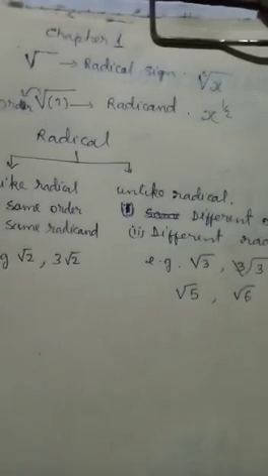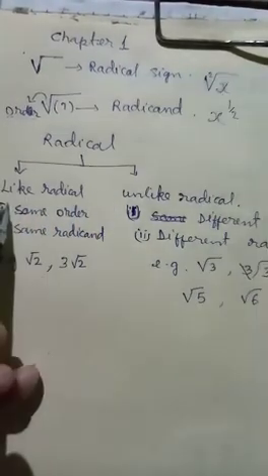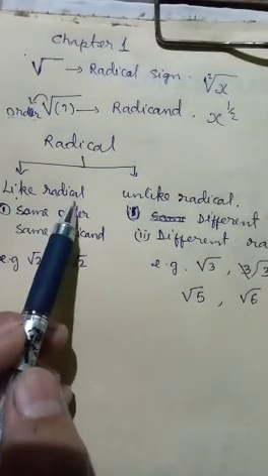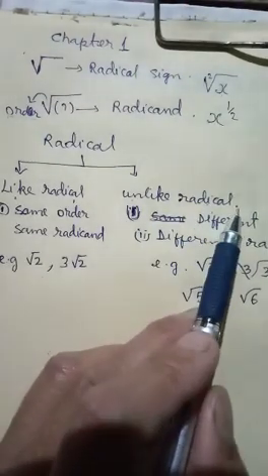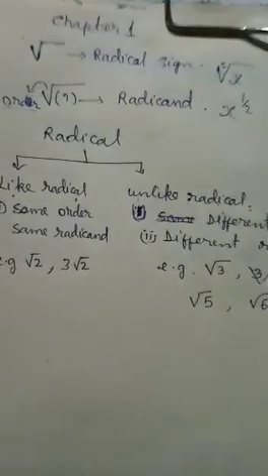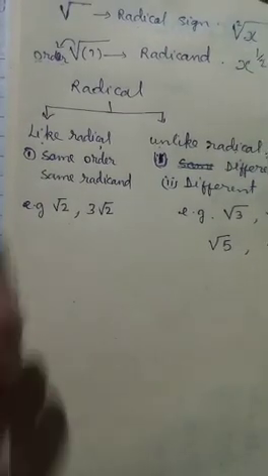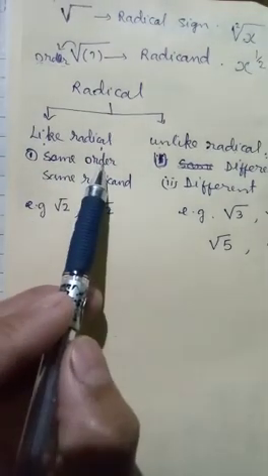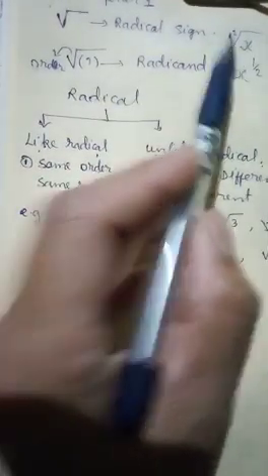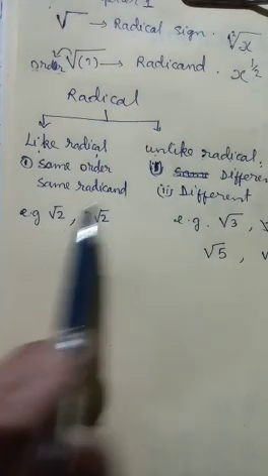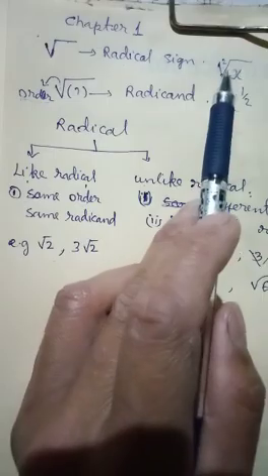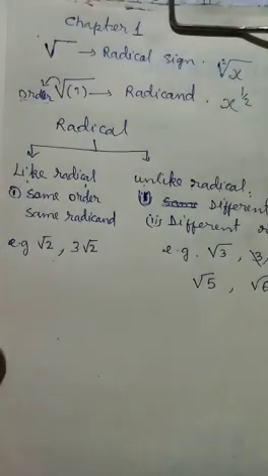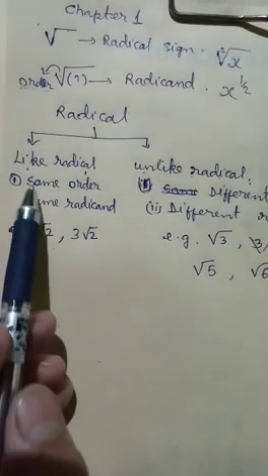Now remember, there are two types of radicals. One we call like radicals, which are similar to one another. Another we call unlike radicals, which are different from one another. For like radicals, you have to see the order. The order, I told you, you have to check inside the crook. If nothing is written there, the order is 2. We don't have order 1. If it is order 3, 3 will be written. If it is 4, 4 will be written. So you have to check.